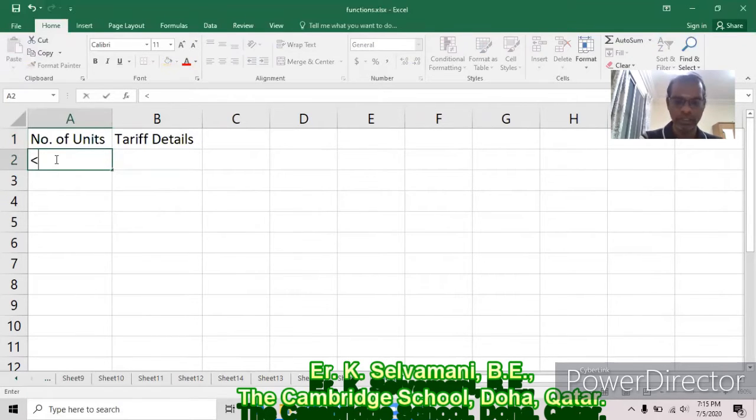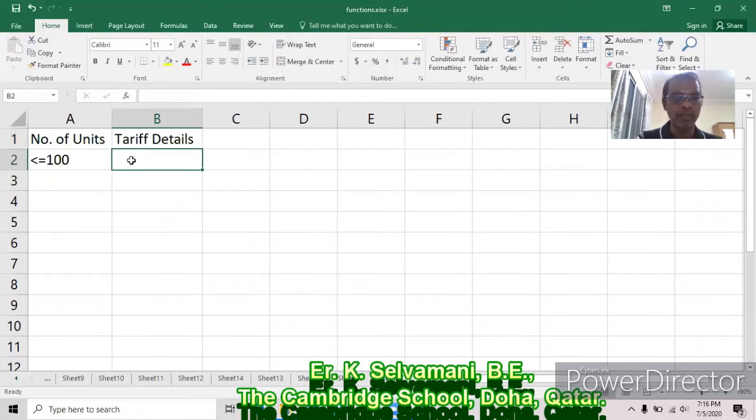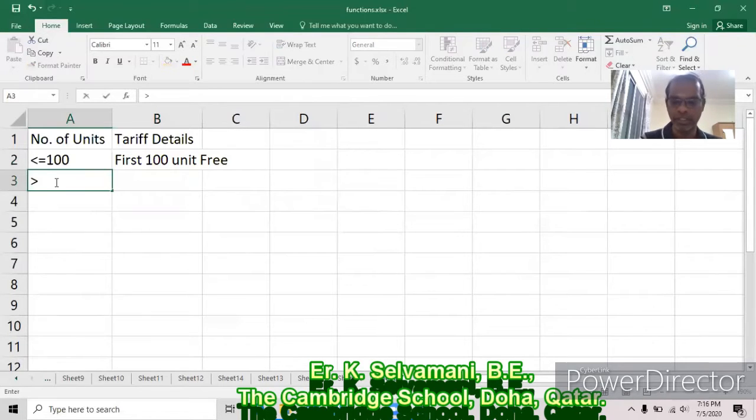First, less than or equal to 100. If the number of EB units is less than or equal to 100, that is free. The first 100 units are free. No need to charge. Next, if the number of units is greater than 100 and less than or equal to 200, that means in between 100 and 200.